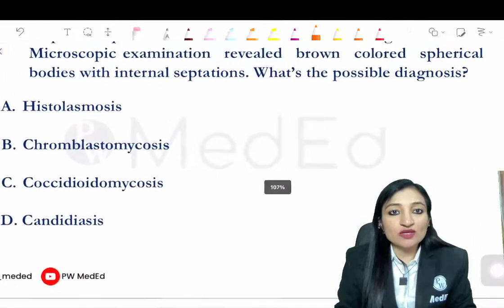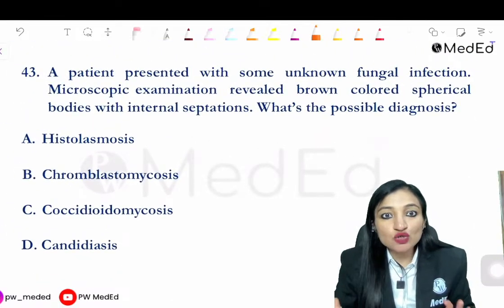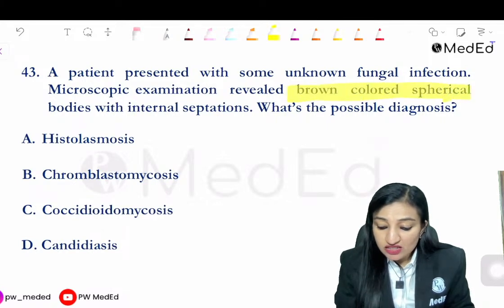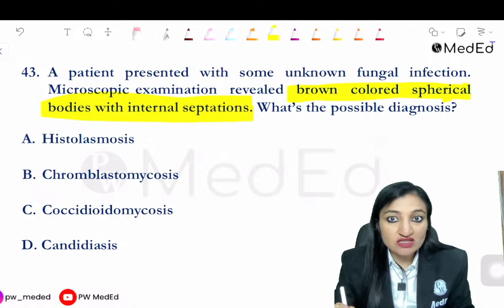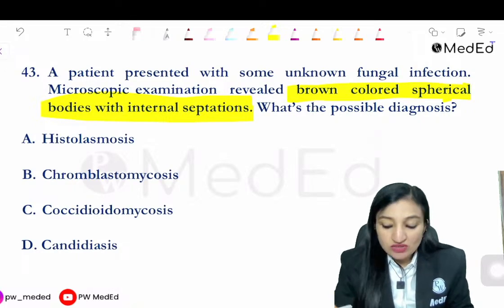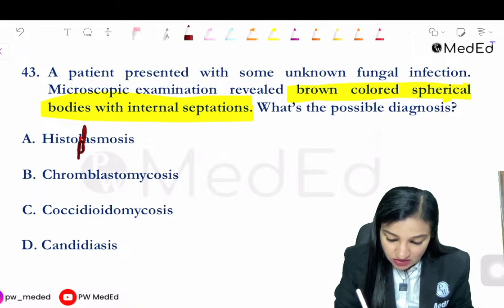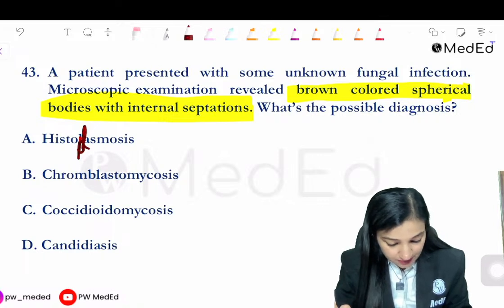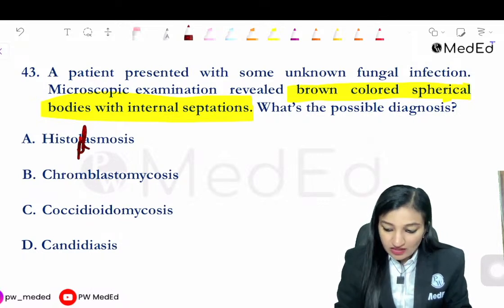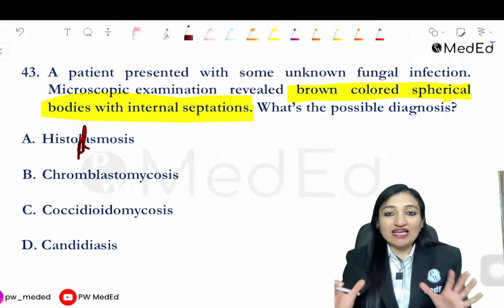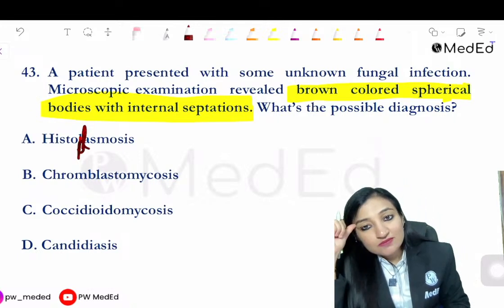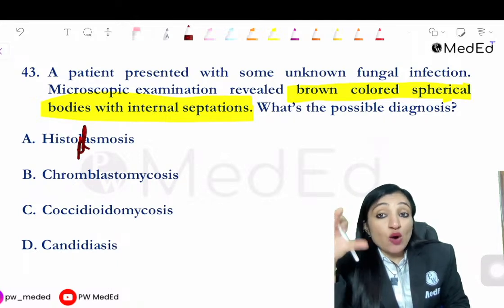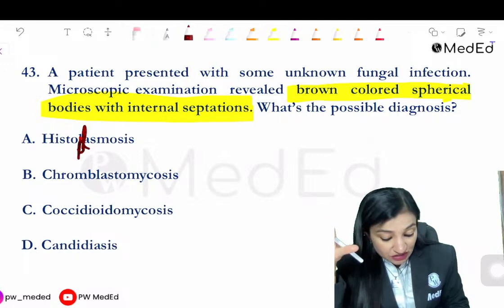Okay. Now, next question. A patient presented with some unknown fungal infection. Microscopic examination revealed brown colored spherical bodies with internal septations. What's the possible diagnosis? Histoplasmosis, chromoblastomycosis, coccidioidomycosis, or candidiasis. What I have highlighted in yellow is the clincher. Which of these infections is characterized by brown colored spherical bodies with internal septations, guys?